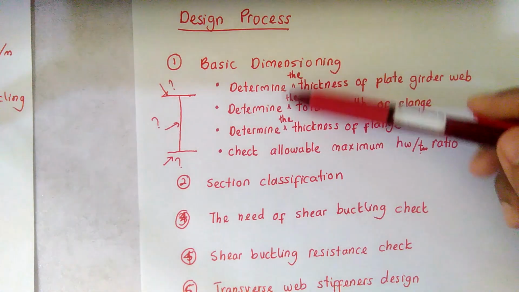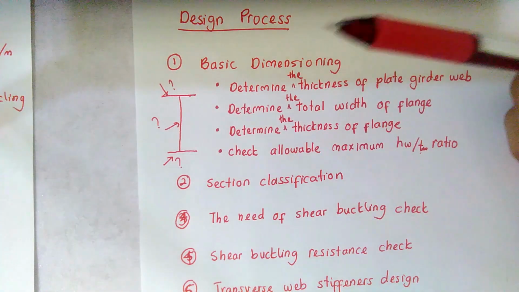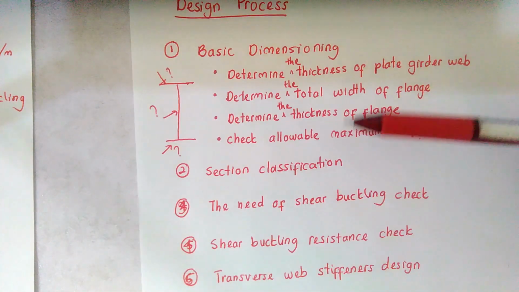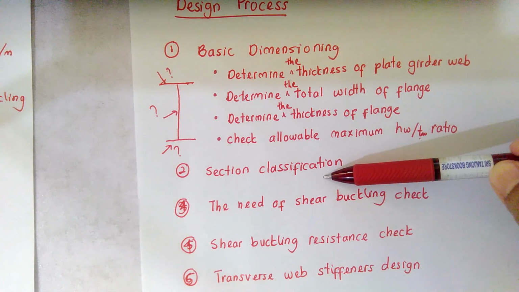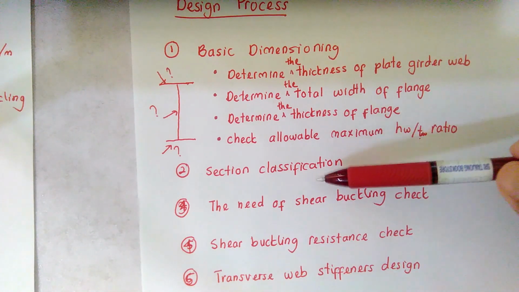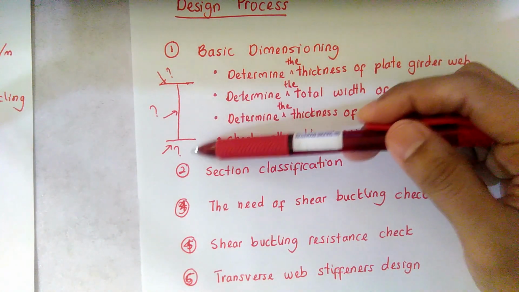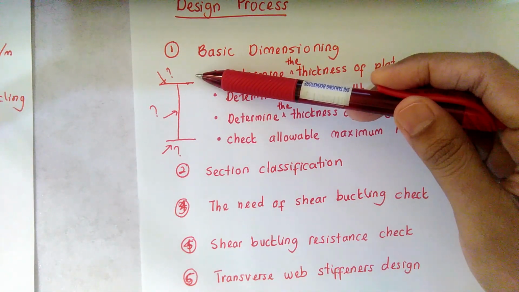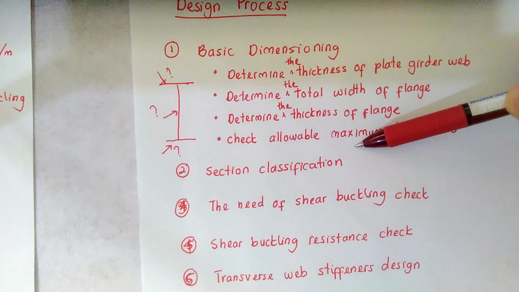So once you have the basic dimensioning done and you have come up with the proposed sections for your plate girder, what you need to do is classify the sections. Still remember, in our chapter 1, we classified whether the section is class 1, class 2, or class 3. In this plate girder, we have to carry out the same step as well, meaning that in the section classification, you still need to classify whether your flanges are class 1, class 2, or class 3, and your web is class 1, 2, 3, or 4. So that is the second step.